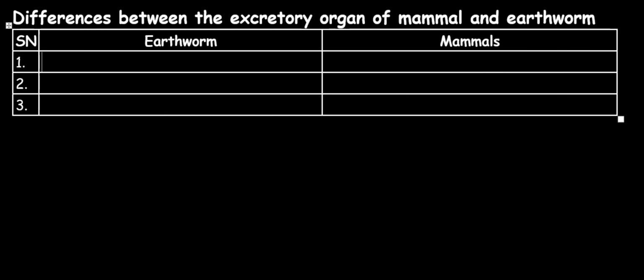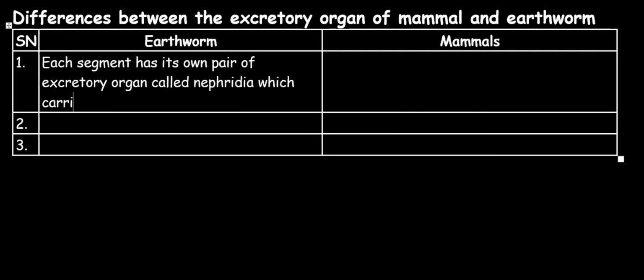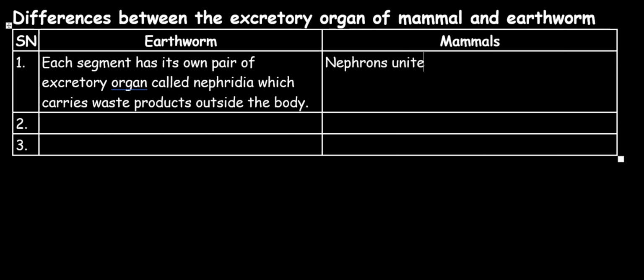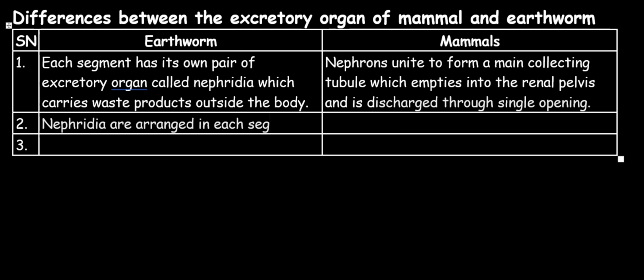First difference is the fact that in earthworms, each segment has its own pair of excretory organs called the nephridia, which carry waste products outside the body. While in mammals, nephrons unite to form a main collecting tube which empties into the renal pelvis and is discharged through a single opening. The next difference is that in earthworms, nephridia are arranged in each segment, while in mammals, nephrons are not arranged in segments.